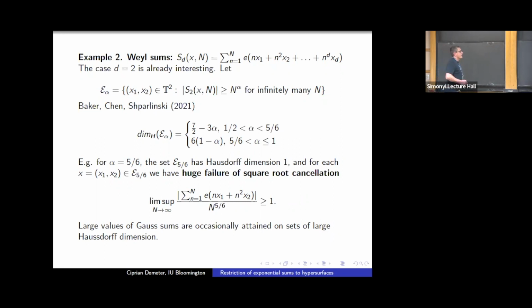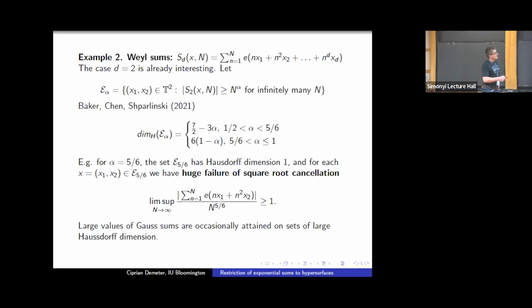Even quadratic sums are fascinating. I illustrate that with a recent result by Baker, Chen, and Shparlinski. Look at the quadratic Weyl sums, the Gauss sums, with all coefficients 1. And if you look at E sub alpha, which is the collection of all the points where these Gauss sums are bigger than a certain n to the alpha for infinitely many n, these three authors managed to find the exact Hausdorff dimension of this set.